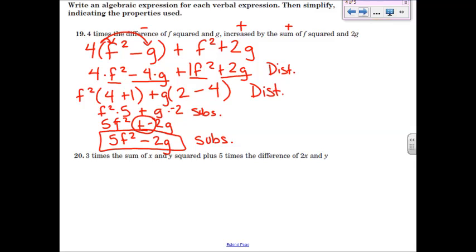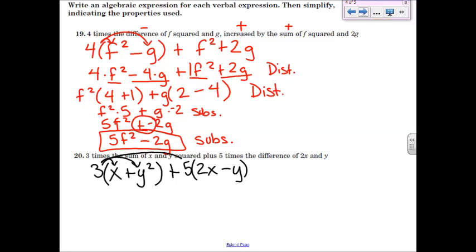All right, 3 times the sum of x and y squared. So the sum of x and y squared looks like x plus y squared. And then it wants 3 times that. So I put parentheses around it and multiply. Plus 5 times the difference of 2x and y. The difference of that means a minus sign in between. And then 5 times that means a 5 outside the parentheses. So I'm going to go through and use the distributive property.